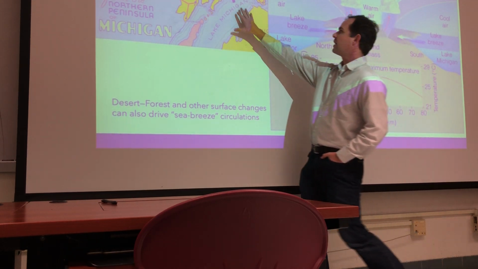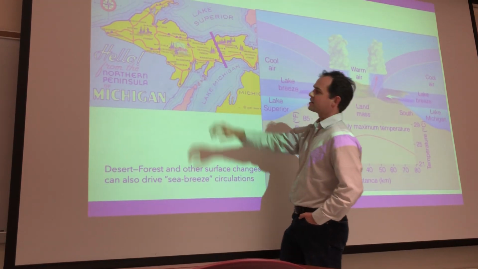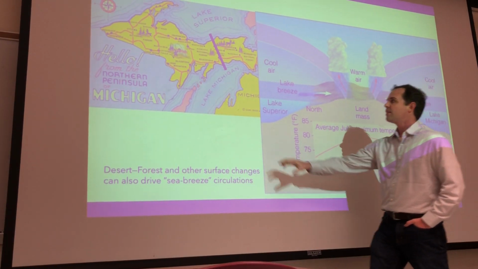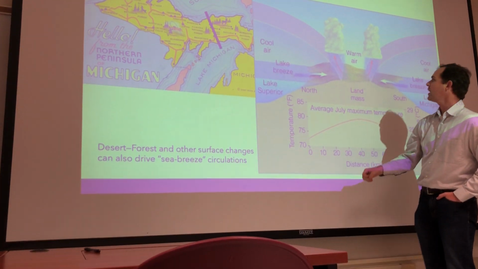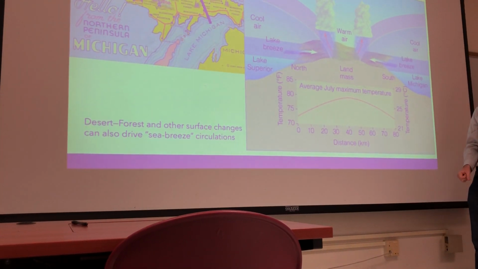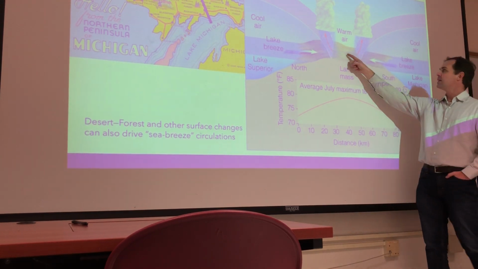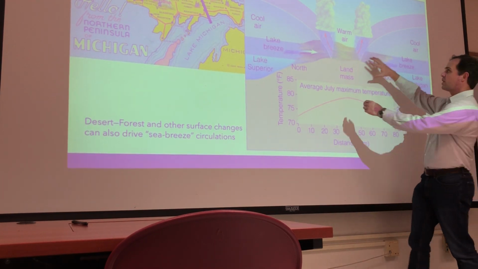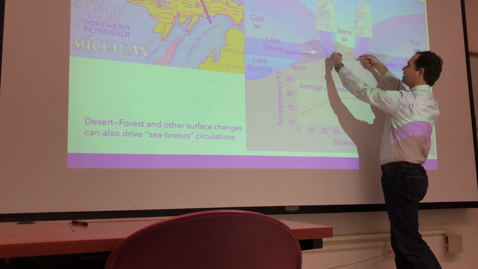Up here between, say, Lake Michigan and Lake Superior, the peninsula of land in summer is going to warm up more than these large bodies of water. And we can see this actually over just a few kilometers here. Well, first off, you have the warm air over the land, and so ascending air brings in the lake breeze.